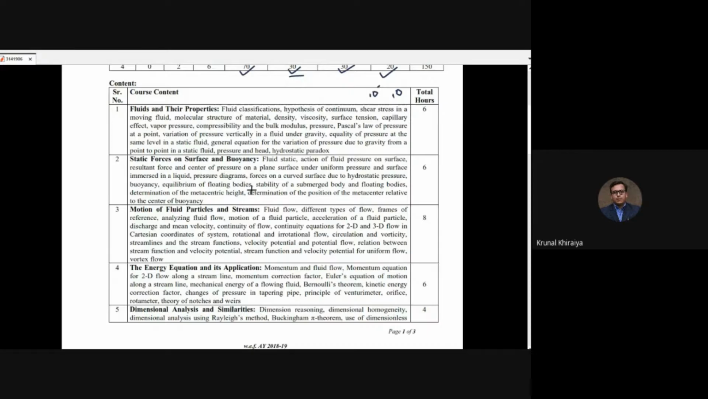Actually, students, all of you know how a ship is floated. There are buoyant forces. Some objects float on the surface of the fluid, and some objects go inside the fluid. That depends on the buoyancy forces. Then the motions of the fluid particles and the streams. And then in the fourth unit, we are going to discuss the energy equation and its applications.